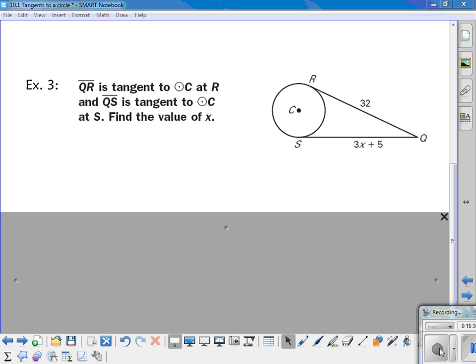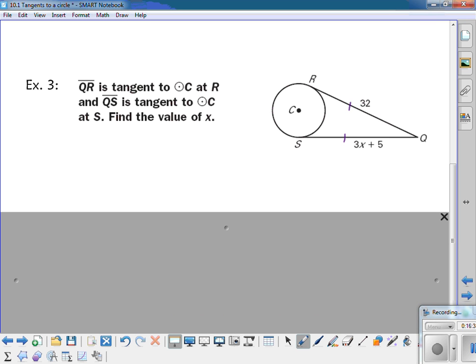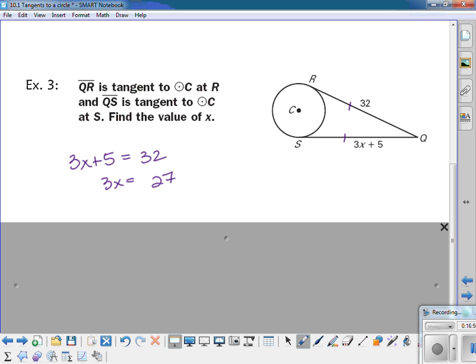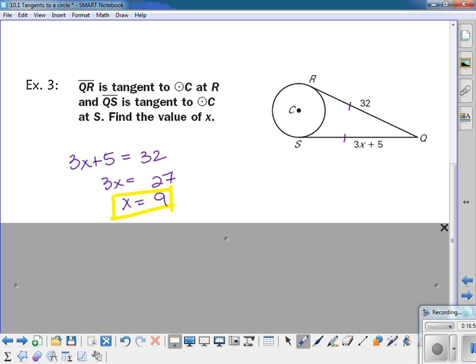Okay, here's one more example. Now I've got two tangent segments, and they are both going to point Q. So I know that those two have to be congruent to each other. So to solve it, you would just set 3x plus 5 equal to 32. So if we subtract 5, we get 3x equals 27. And so x equals 9. And that concludes the video.